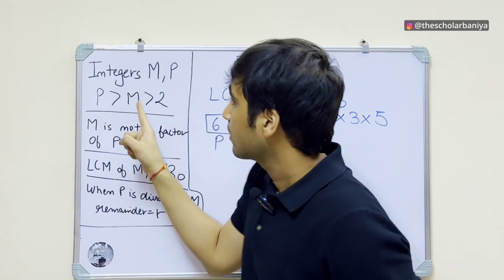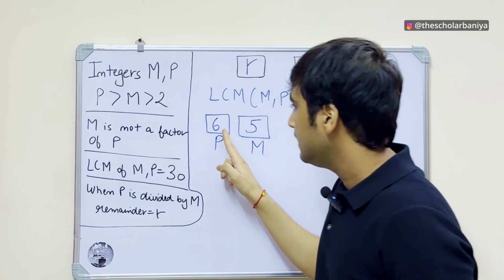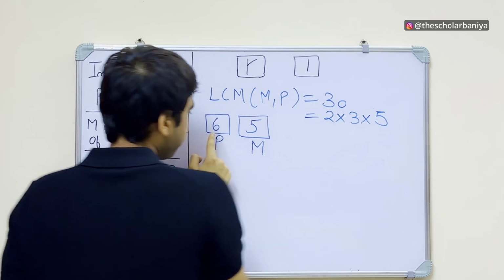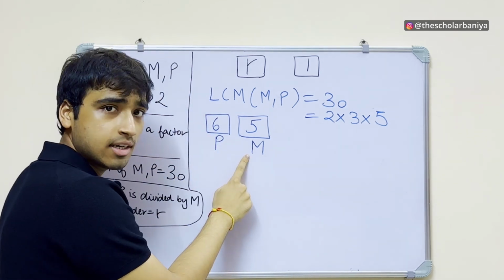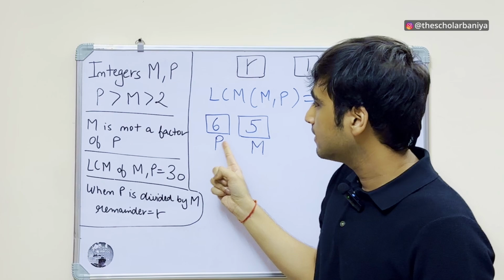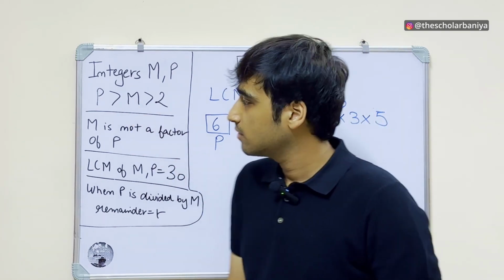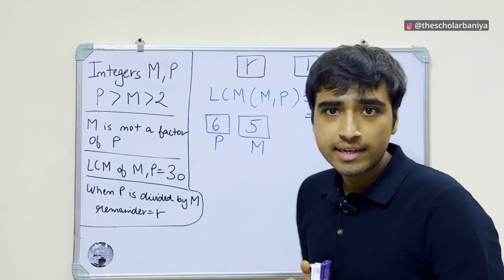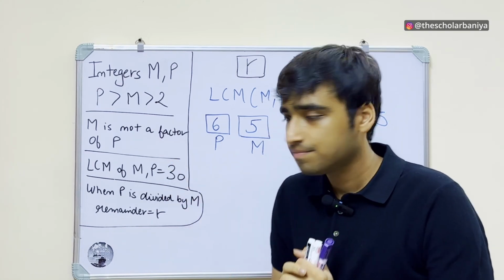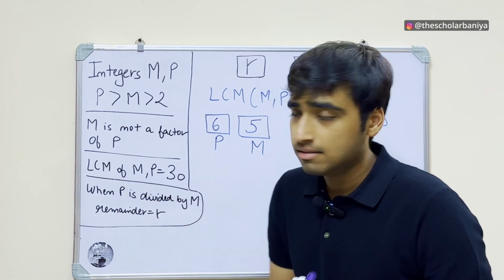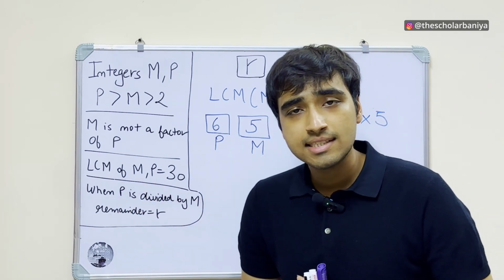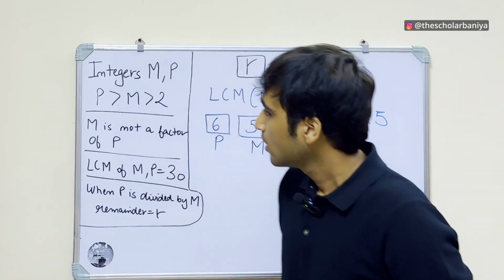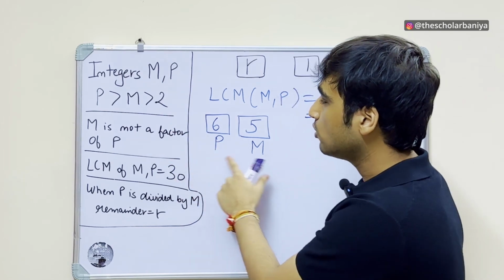Now tell me one thing. P and M are integers. Satisfied. P is greater than M greater than 2. So P is greater than 2, right? M is greater than 2, right? And P is greater than M. So this condition is also satisfied. M is not a factor of P. So obviously 5 is not a factor of 6. The LCM of M and P is 30. If you take 6 and 5 and find out the LCM, you will get 30, right? So all these conditions are satisfied for these two numbers.